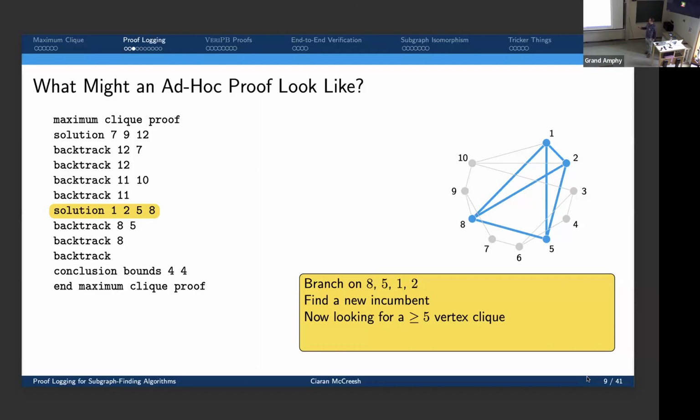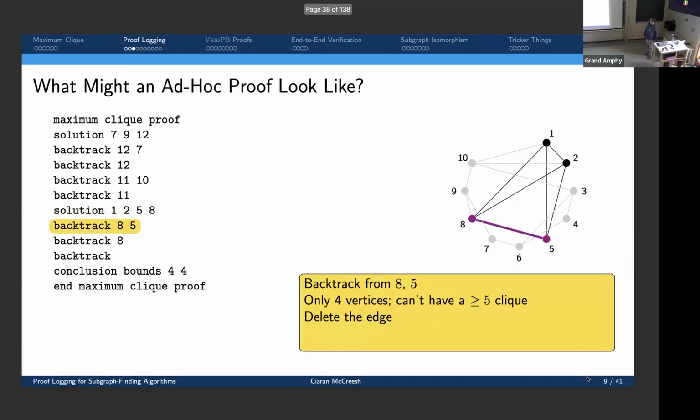Now maybe we branch accepting 8, accepting 5, accepting 1, and accepting 2. We've found a 4 clique. I'm going to log it as a solution. From now on, we are looking for a clique with 5 or more vertices. I backtrack from the solution.